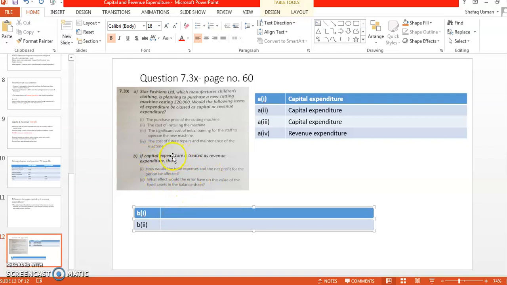Now, capital expenditure, you treated it as a revenue expenditure, so it means expenses are high because instead of writing an asset, you wrote it under expenses, and net profit will be low because expenses are included under the costs which have to be deducted from the selling price. Selling price minus cost price is profit, right? So if the costs are too high, it means the profit will be low, right?